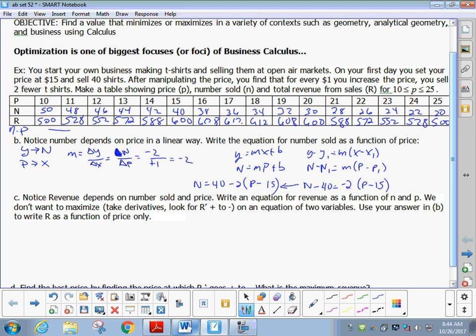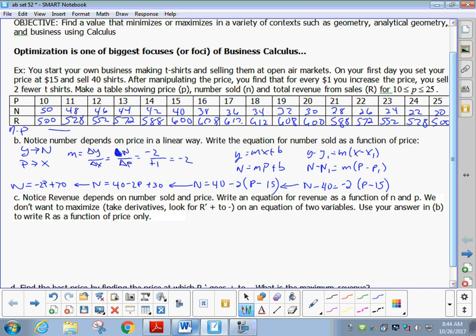Now, wouldn't this find how much change of price we did? Yeah? And so this equation all makes sense. That's the last form that really makes sense to me. If you keep distributing, which I think we will do, 40 minus 2p plus 30. The slope-intercept version of this, rather, is negative 2p plus 70, that really doesn't have real world meaning.